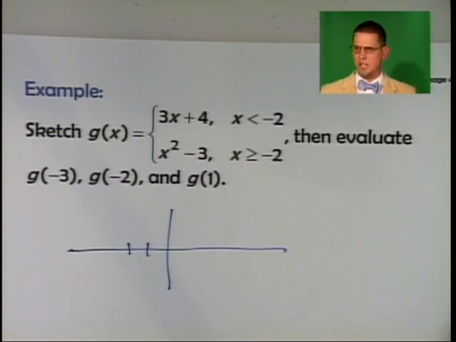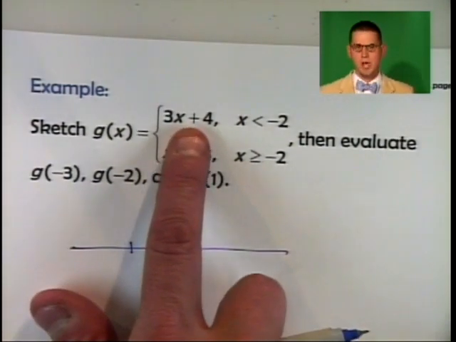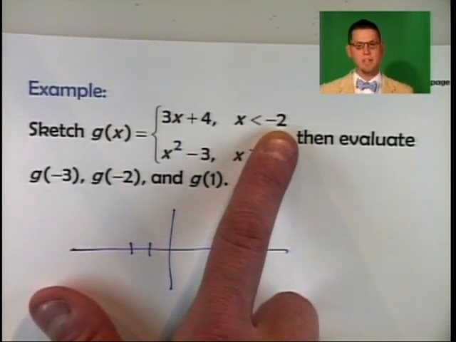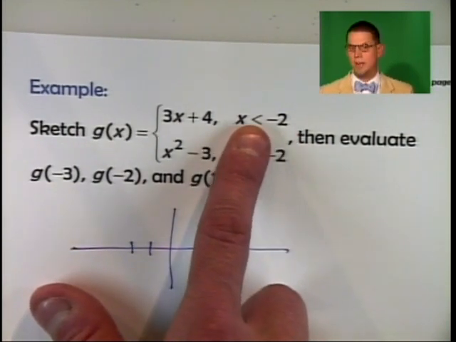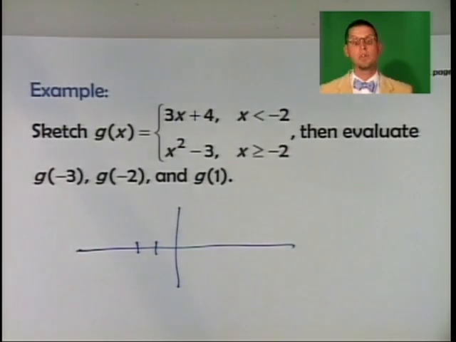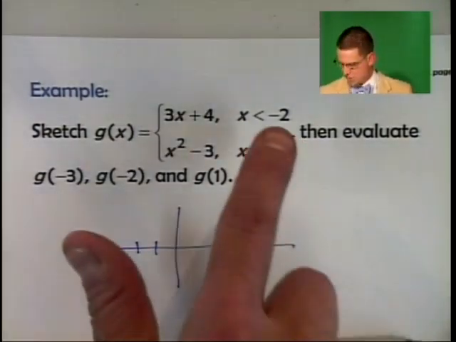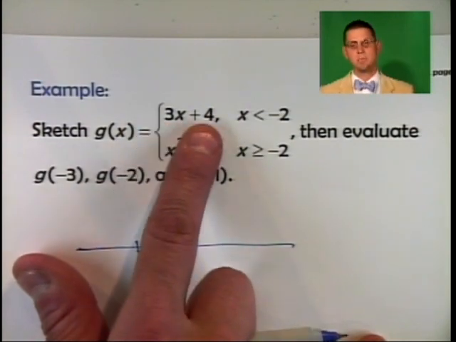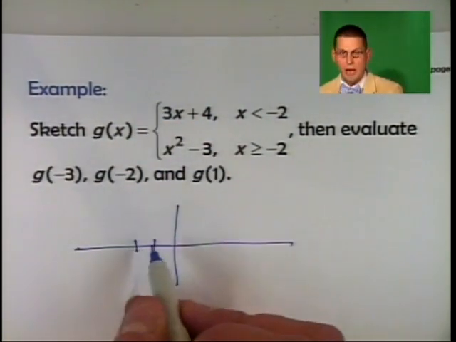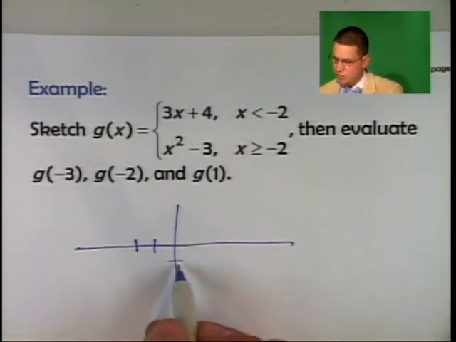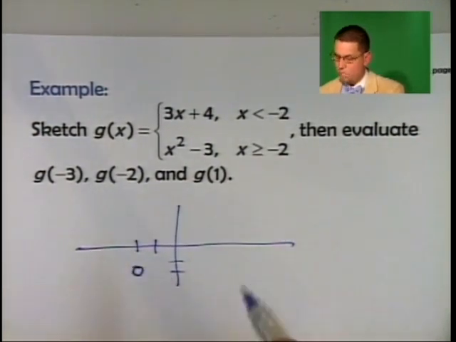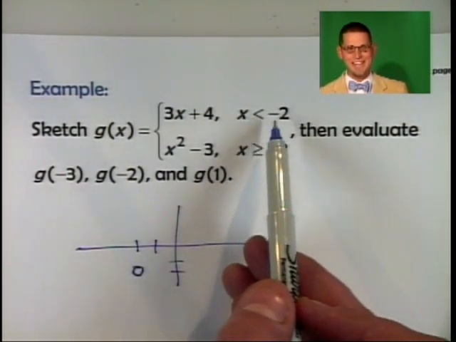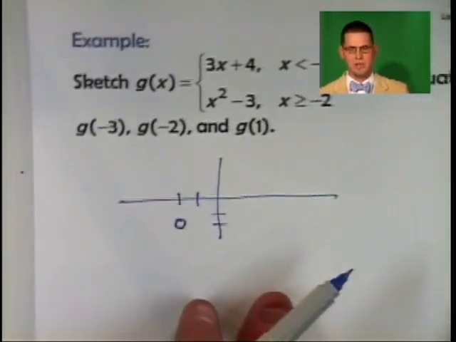Now, I like to sketch it from left to right. So we need 2 points for a line. One point that we could use is negative 2. Even though there's no equal sign there, we can use the point as long as we put it with an open circle. So let's plug in a negative 2. 3 times negative 2 is negative 6. Negative 6 plus 4 is negative 2. So at x equals negative 2, I have the point negative 2, negative 2. And it's an open circle because it's less than negative 2. It's not less than or equal to.